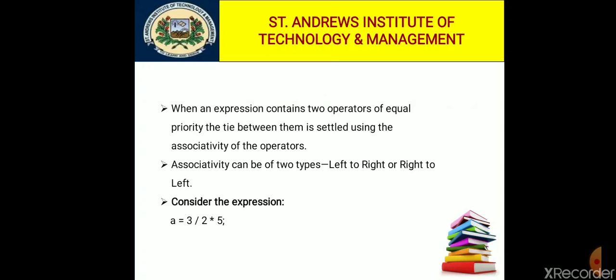So there are three operands and two operators. Operators are division and multiplication. Operands are 3, 2 and 5. And we already learned before this slide that first priority is multiplication and division and modulus. Multiplication and division have same priority. Both operators are placed in same level. So how to calculate it? By the using of associativity.